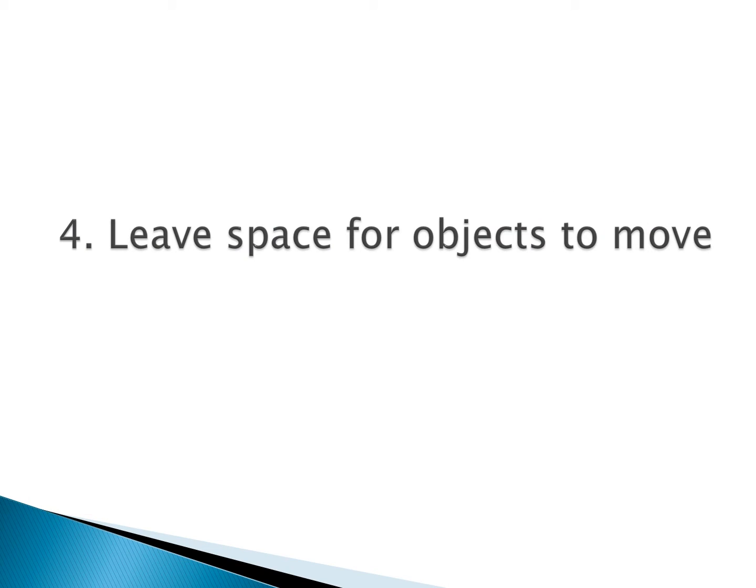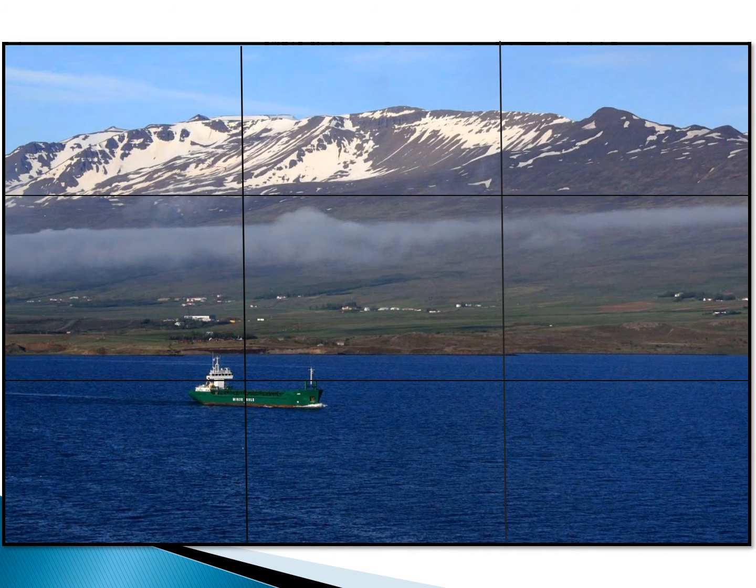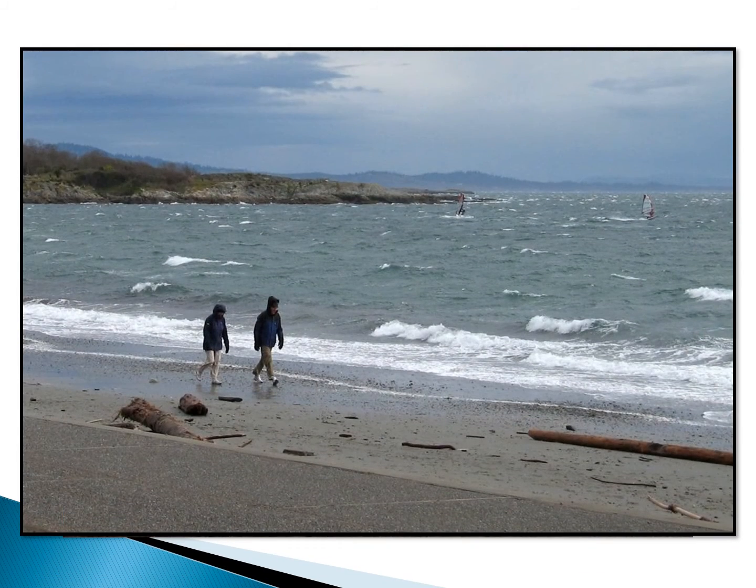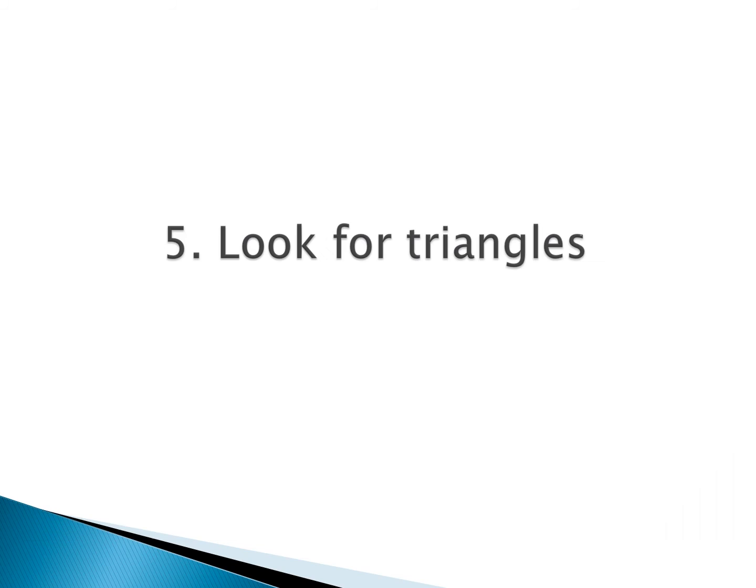The fourth tip is to leave space in front of objects for them to move. So in this instance, the ship falls nicely in the rule of thirds, placement-wise, but also it's got lots of room to continue sailing. I wouldn't put the ship on any of the intersection points on the right. Same with these people. Better to have them with some space in front of them to walk.